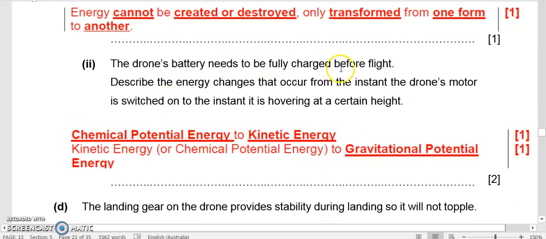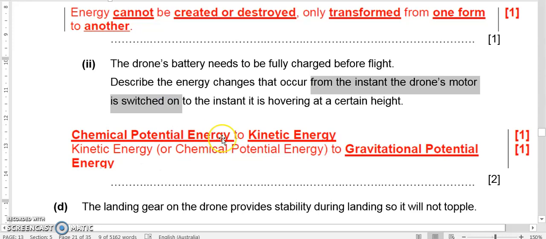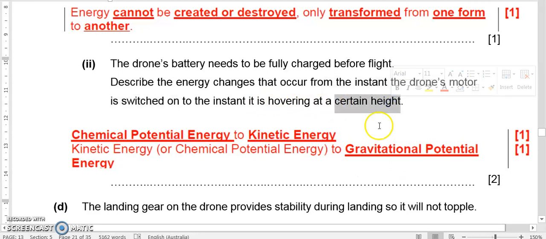The drone's battery needs to be charged fully. So what are the changes that take place? I gotta read this properly. From the instant the motor is switched on. So once switched on, what happened? Chemical potential energy. Some of you used electrical energy, I'll give that to you. So what changes? You can see it starts to move. That means from not moving to moving, change to kinetic energy. Then finally to gravitational potential energy. Why? Because it is gaining height, right?